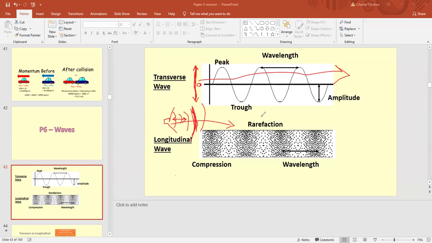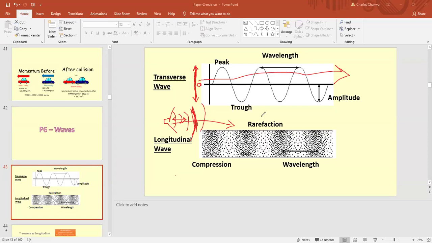Okay, so what are the parts of a longitudinal wave? You've seen the parts of a transverse wave. The peak, the amplitude is that distance from the x-axis to either the highest or the lowest point in the wave. The peak is on top while the trough is below.